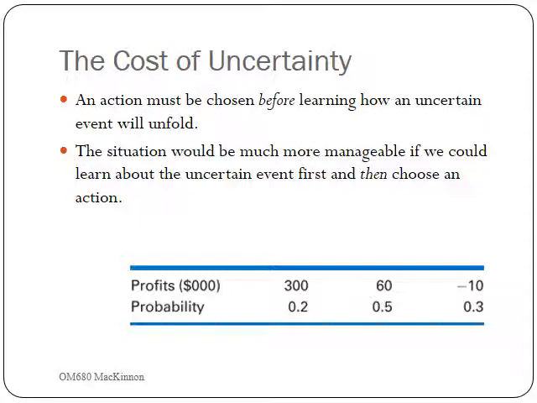And so that means that if the market was good, we would get 300. If it was fair, we would get 60, and if it was poor, we would get minus 10. Now, if you multiply those maximum values by the probability, you get $87,000. These values are in thousands. Now, the way we did it before, when we didn't know which state the market would take, it was 53. So the difference between those is $34,000. That is the value of uncertainty.